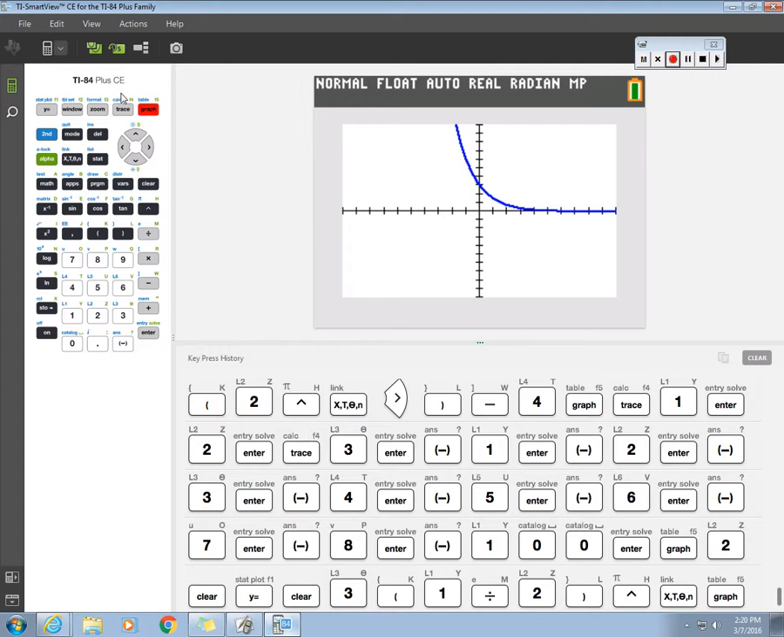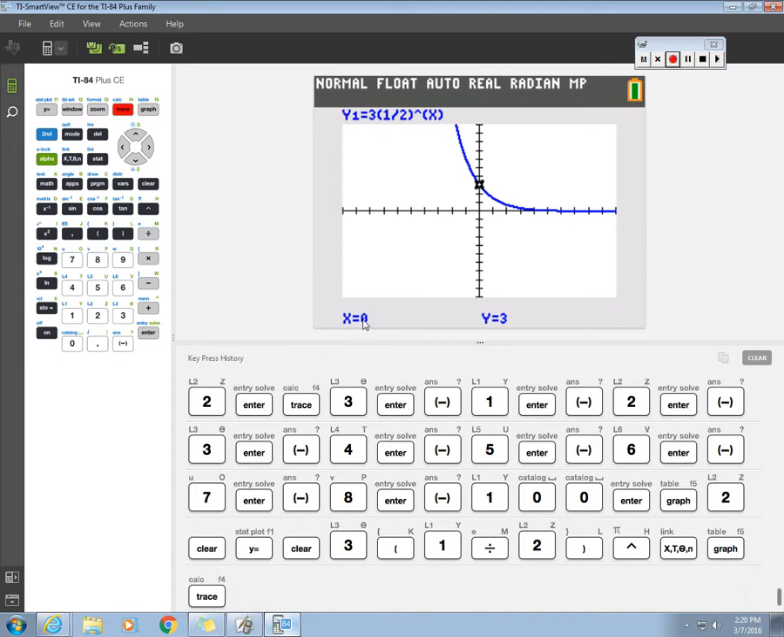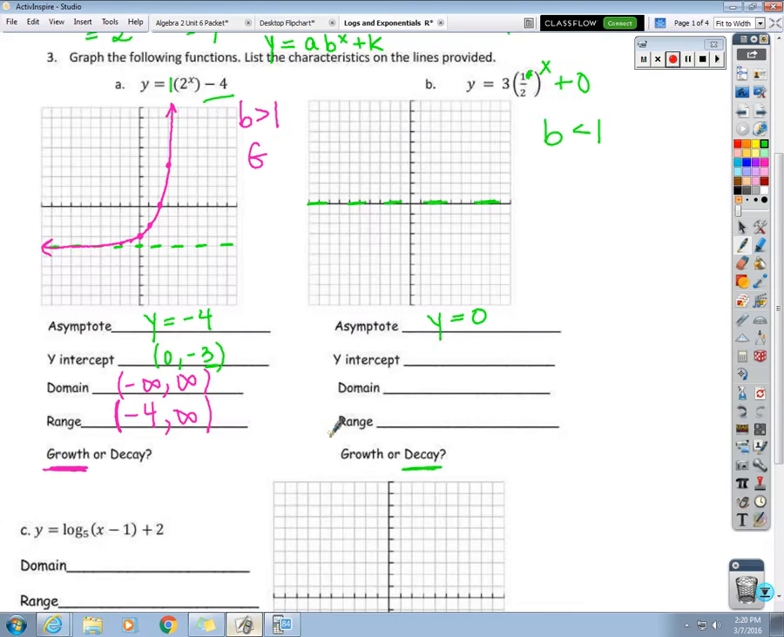If you're not sure, when you first hit trace, it'll tell you. When x equals 0, y equals 3, that's your y-intercept, (0, 3). Okay, so we could go ahead and plot that point.